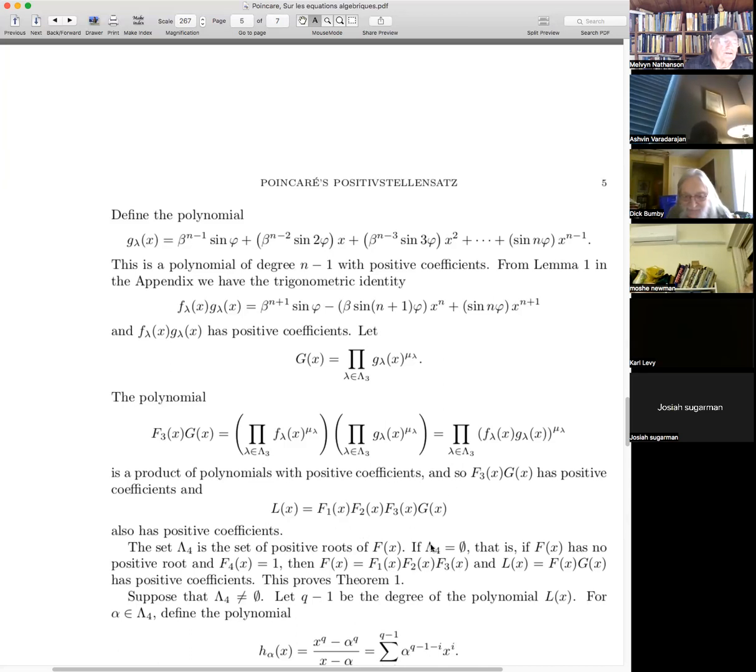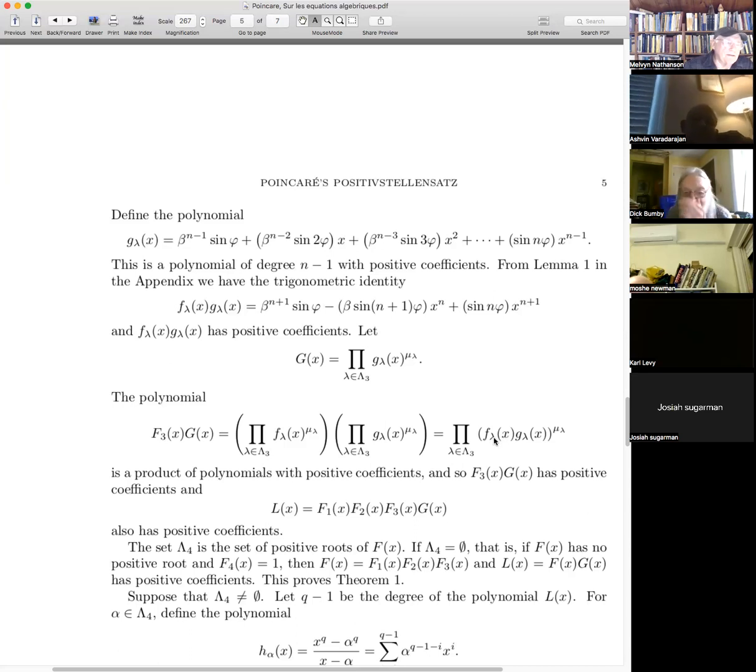Okay, so if there is no positive root, then f1, f2, f3 is equal to my original polynomial capital F. F times g has positive coefficients, and the variation in sign of f times g is 0. So that proves Poincaré's theorem, theorem 1, right? The case when there's no positive root.